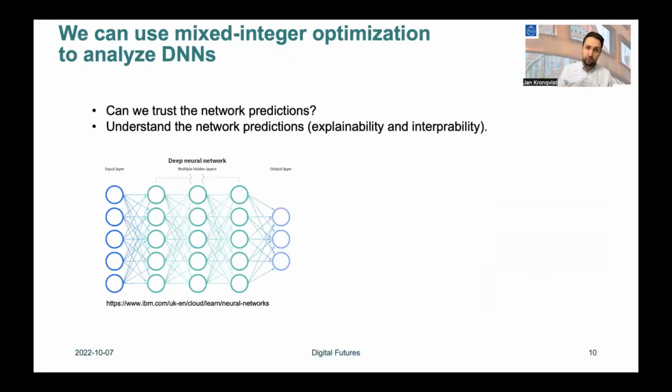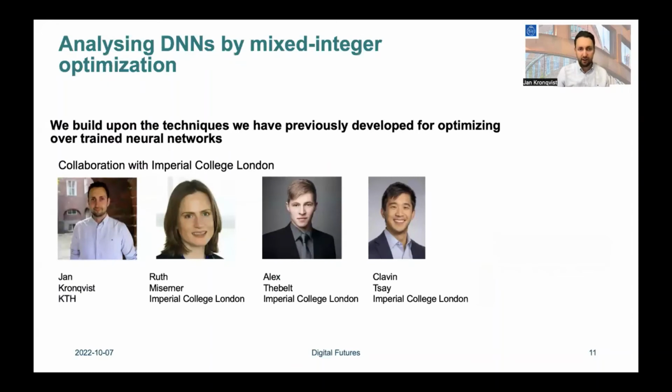And here we can use mixed integer optimization to analyze DNNs. We will use this to analyze if we can trust network predictions and also to obtain some sort of understanding of the network predictions, to give us some sort of explainability and interpretability. For analyzing DNNs by mixed integer optimization, we build upon techniques that we have previously developed for optimizing over trained neural networks. This project was a collaboration with Imperial College, with the following people.